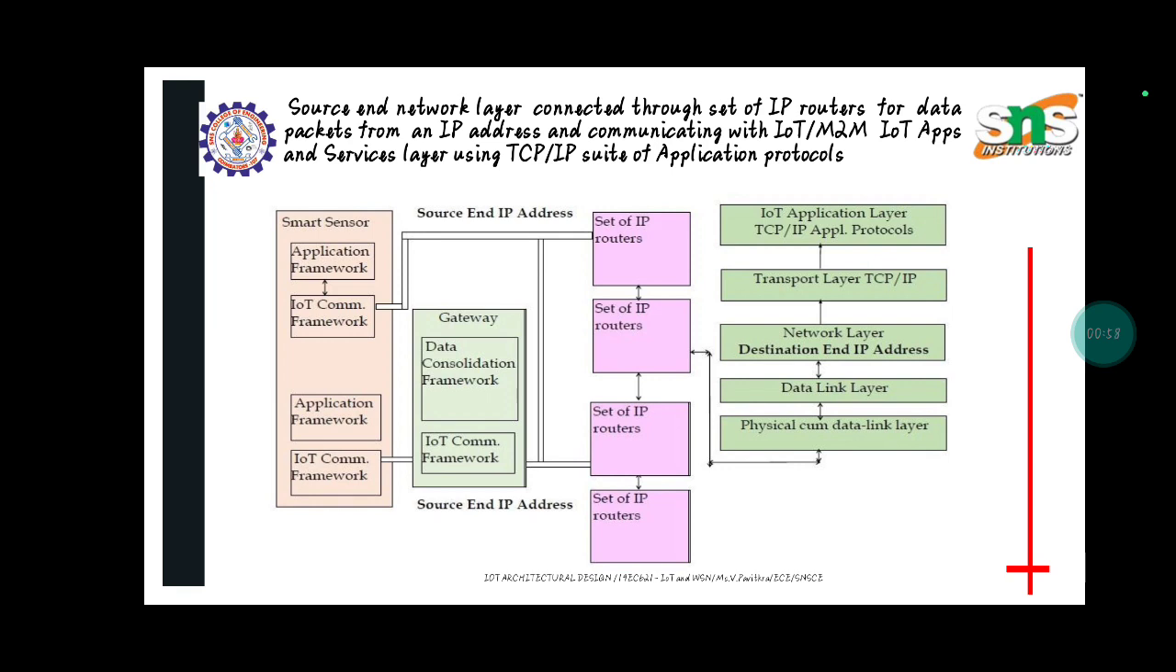Next, as already discussed, here is a smart sensor. In the smart sensor there are only two things: one is the application framework, another one is the IoT communication framework. The application framework is connected to the source and IP address, gateway, data consolidation framework and IoT communication framework, and these are connected with a set of IP routers. These IP routers are connected to the five layers: the physical layer, the data link layer, the network layer, the transport layer and the IoT application layer, the TCP application layer.